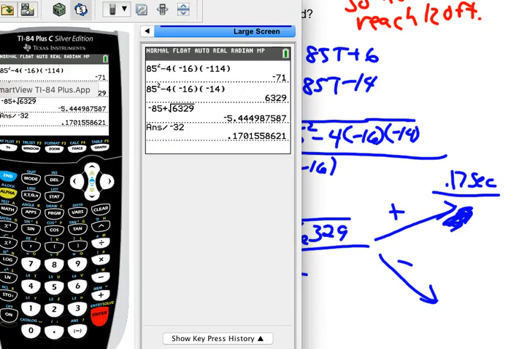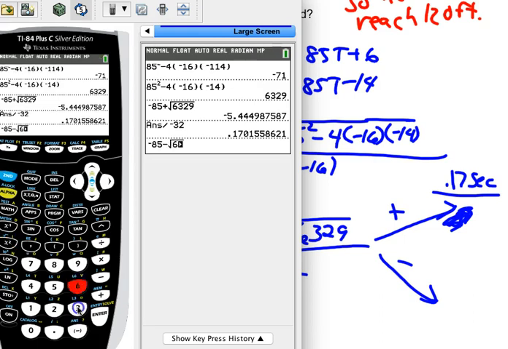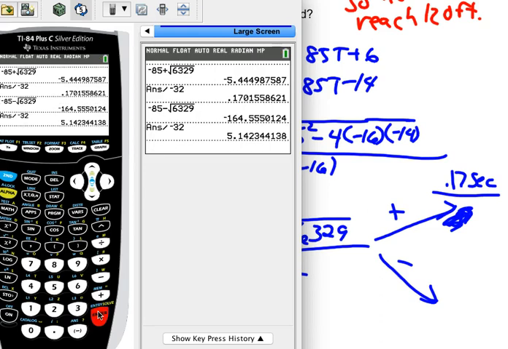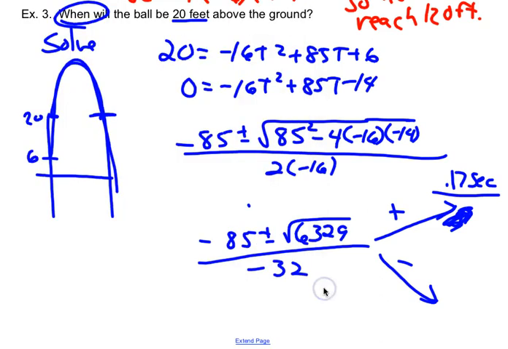And to get that second answer, I do negative 85 minus square root 6329. Figure out what that equals. Divide that by negative 32, and you get 5.14 seconds. Okay, so there are the two answers. It hits it twice. This would be 5.14 right here. Over here would be 0.17.